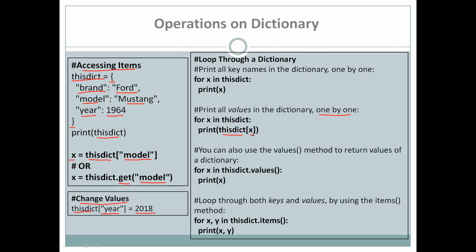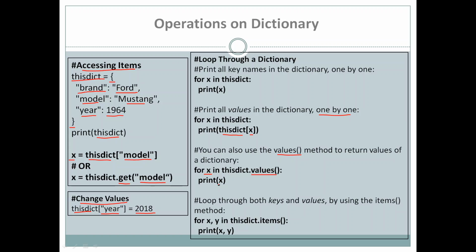Even this we have seen in the last session. Now we will move to the next operation here. That is, you can also use the values method to return values of a dictionary. Now we can print values of a dictionary by using one more way, that is by using an inbuilt method. The method is the values method. Now how can it be used? For x in district dot values. Now the values method will return all the values from the dictionary, and every time the loop executes, one value is assigned to x and we are printing that value.